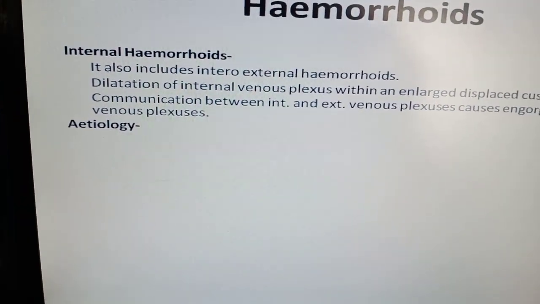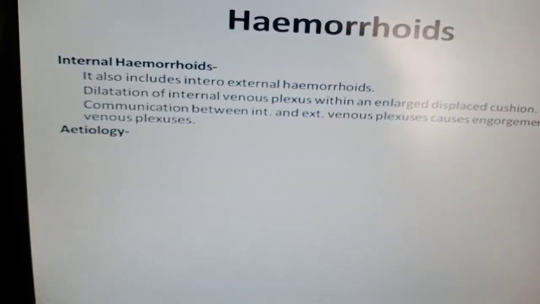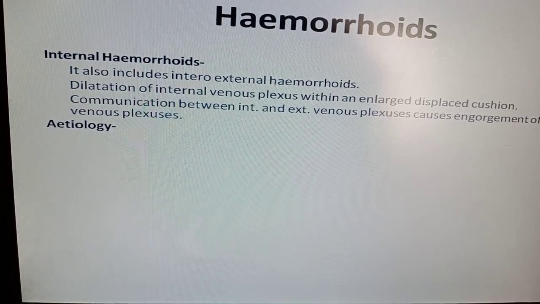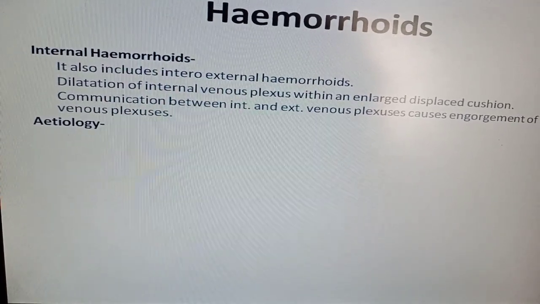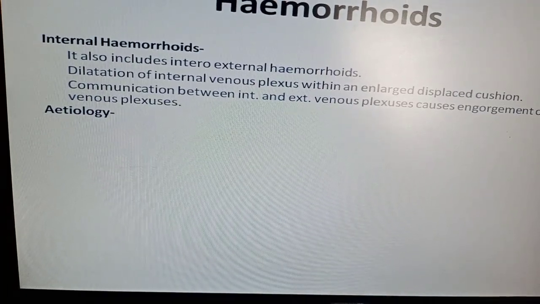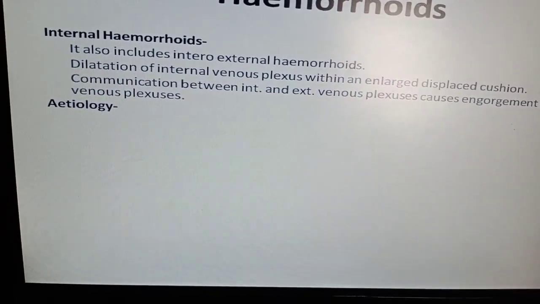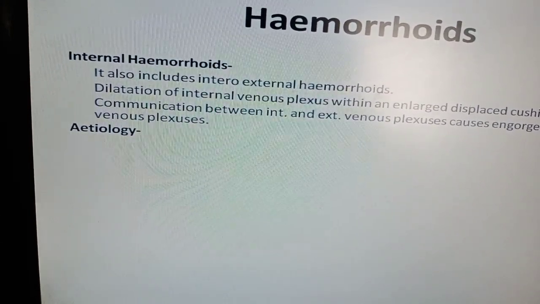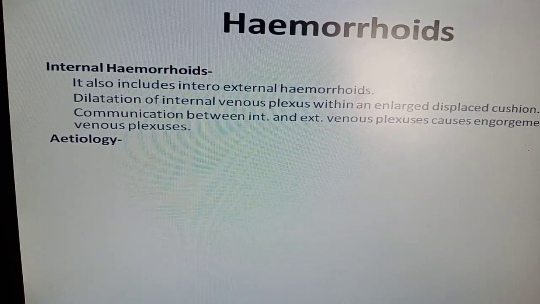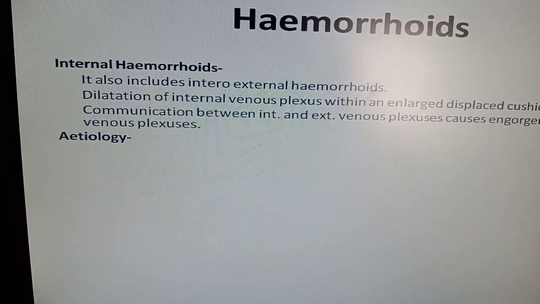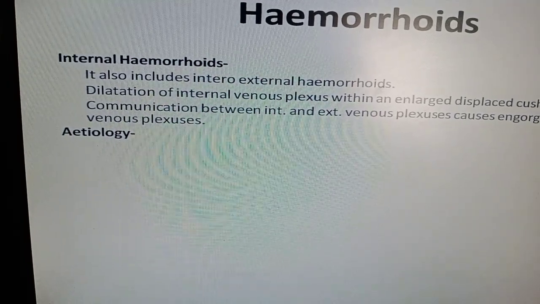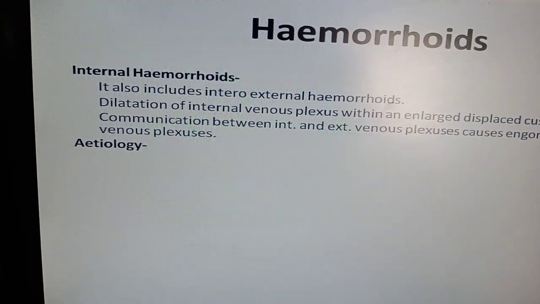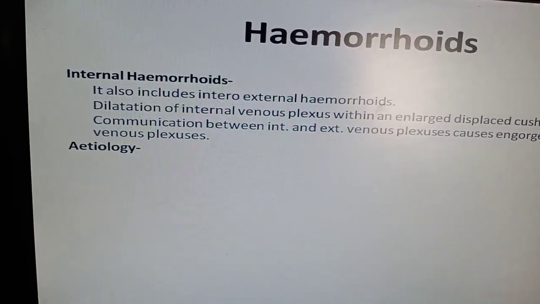Now another cause is communication between internal and external venous plexuses. Communication between them causes engorgement of the external venous plexus when the internal veins have undergone dilatation and tortuosity. Because there is free communication between the internal and external venous plexuses, when the internal veins undergo dilatation and tortuosity, it is very likely that the external veins will also undergo dilatation and tortuosity. That's why internal hemorrhoids can present as external hemorrhoids. So that's why we are collectively calling it internal hemorrhoid. Intero-external hemorrhoids have been included in internal hemorrhoids.